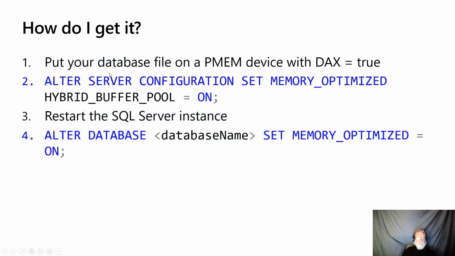How do you get it? Put your database file on a PMEM device with DAX equals true. Alter server configuration, set memory optimized, hybrid buffer pool equals on, restart SQL Server instance, and then alter database, set memory optimized equals on. That gets you this behavior. So it's fairly straightforward, not a lot of changes on your part, it just goes faster. That's kind of this mantra we like. It's like, you don't have to change a lot of things, it just goes faster.